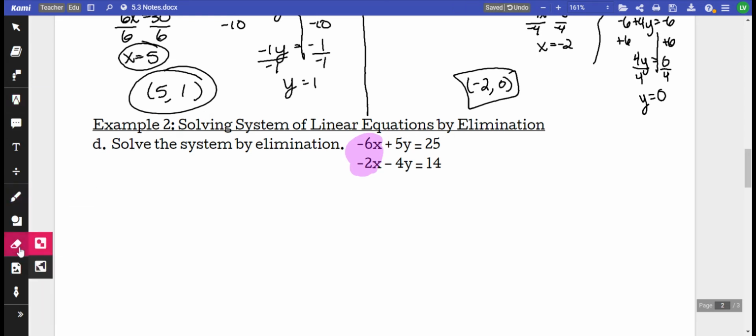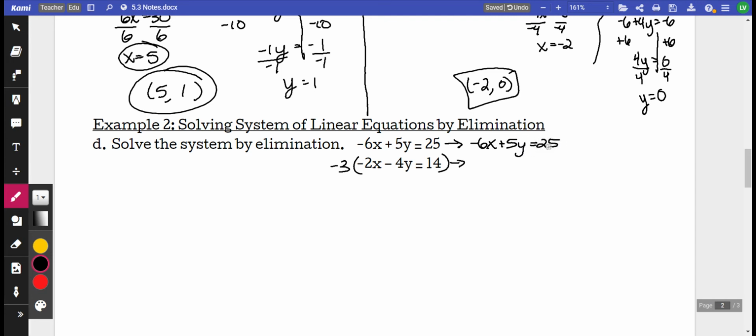So I'm going to actually change that second equation to be a positive 6x. And in order to do that, I must multiply the second equation by negative 3. Now the reason why I want to change the second equation to a positive 6 is because I already have a negative 6 in the first equation. So if I have a positive 6, I can add the equations. So negative 3 times negative 2x becomes positive 6x. Plus negative 3 times negative 4y is a positive 12y. Negative 3 times 14 is a negative 42.